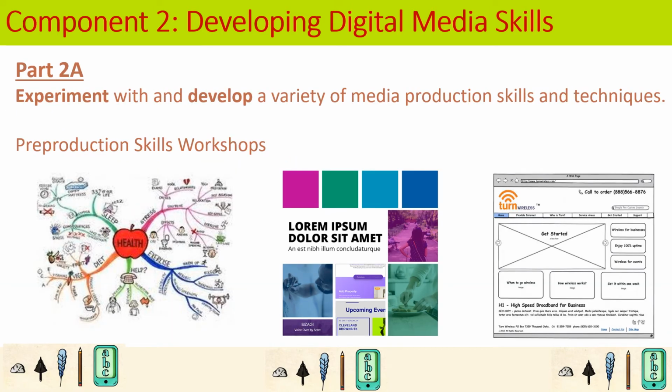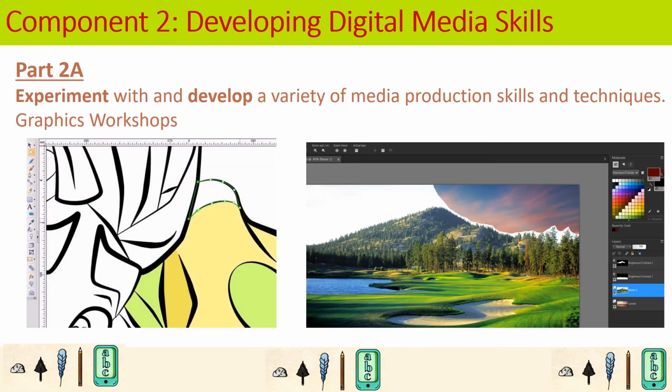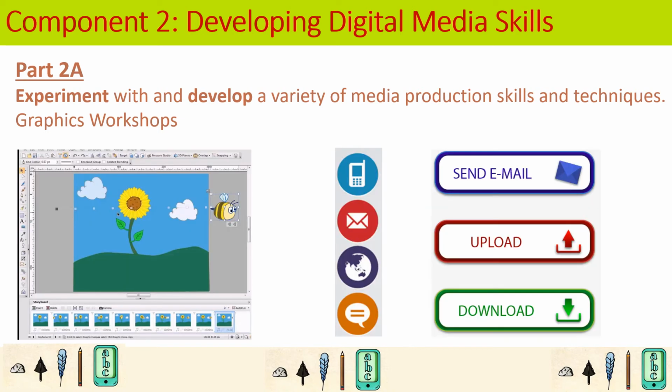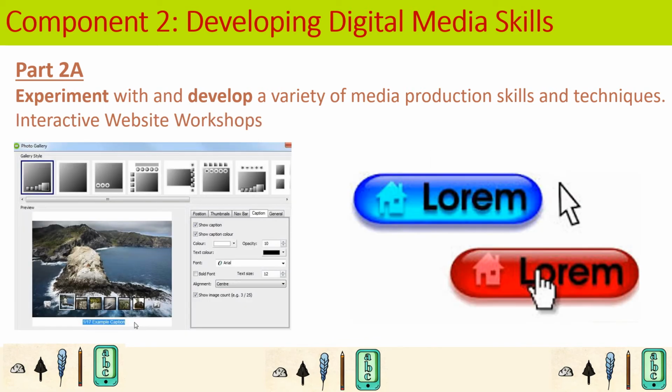Part A of Component 2 is a series of skills workshops. In these workshops you develop the skills you need to go away and plan and make a product. So for instance, these are pre-production skills workshops. So this is the planning you would do before making your website. Things like mind maps, mood boards, wireframe. In the graphics workshops you will learn how to develop vector images as well as apply photoshopping techniques to bitmap images. We will look at animation, the making of icons, the making of buttons for your website. We will also look at interactive techniques for your website, so things like photo galleries or rollover buttons.